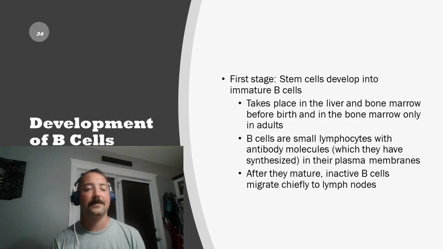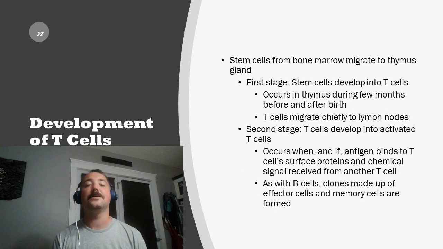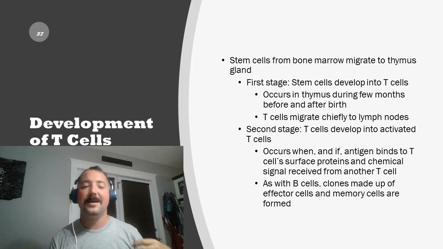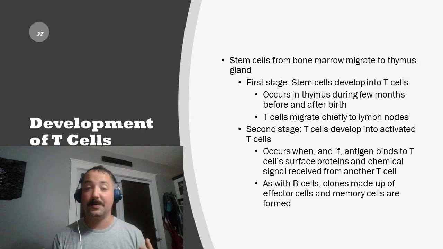T cells, on the other hand, start in the red bone marrow, then travel up to the thymus to mature. These guys are going to hang out in the thymus until they're ready, and then when they do mature, they travel around the bloodstream, waiting for somebody else to tell them to start their immune response.